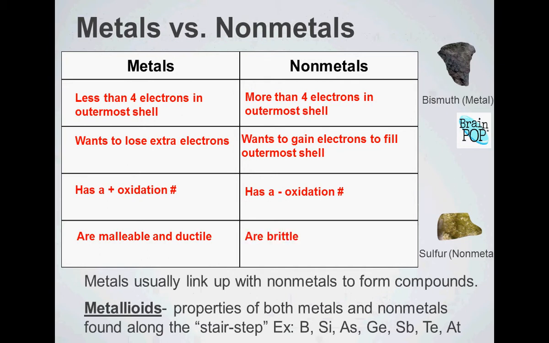Non-metals are generally more brittle, and they're going to break under those forces. And because of the differences between the number of electrons and the oxidation numbers, generally we have metals and non-metals combined with each other.